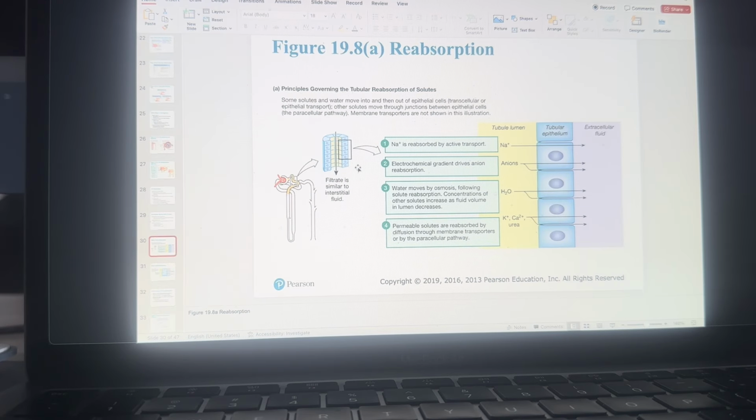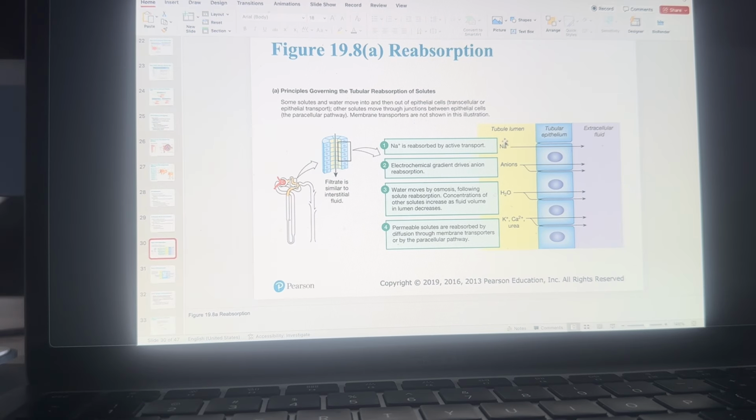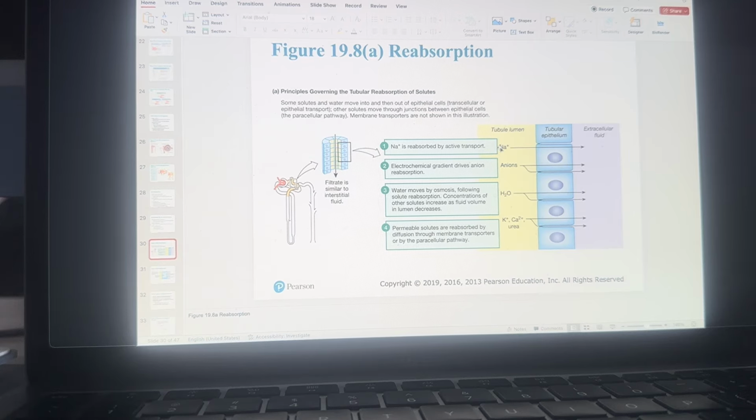So this is a couple of diagrams showing you how we can reabsorb things, right? Let's say this is the extracellular fluid, and this is the tubule lumen of the kidney, of the nephron. Let's say we want to reabsorb water into the extracellular fluid, meaning back into the bloodstream. Well, in order to do that, we're going to increase salt concentration in the extracellular fluid so that the water molecules follow, right?